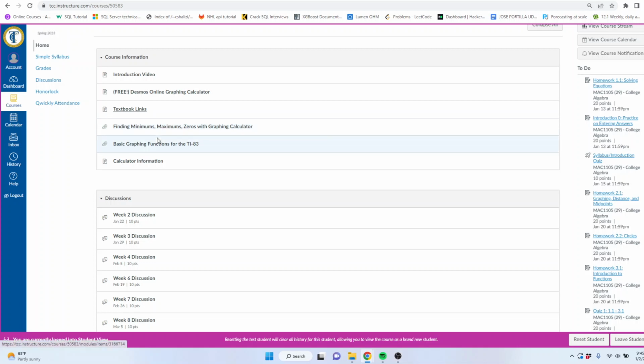And here are two extra things. I'll speak more to them when the time comes, but the one section that we have that requires a graphing calculator, I have a specific handout for it right here.